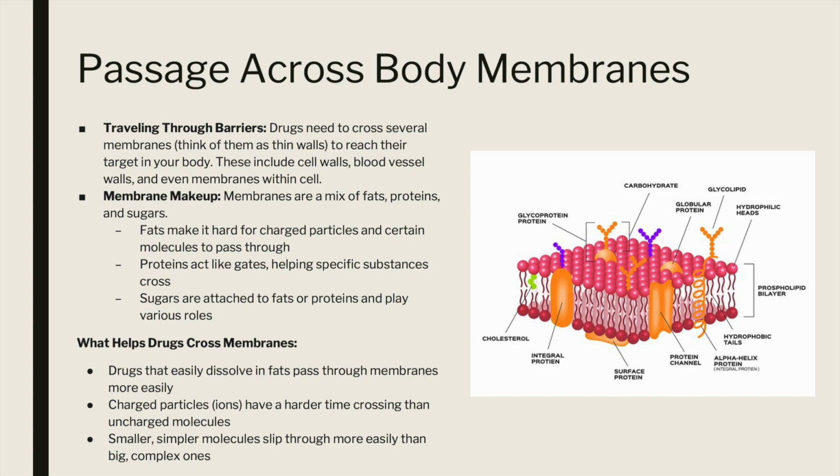Those membranes or walls are made up of different fats, proteins, and sugars. In general, fats make it hard for charged particles and certain molecules to pass through. They're essentially creating a barrier, making it hard for things to travel through. Proteins act like gates, so they help specific substances to cross. And then sugars are attached to fats and proteins, and they provide various roles.